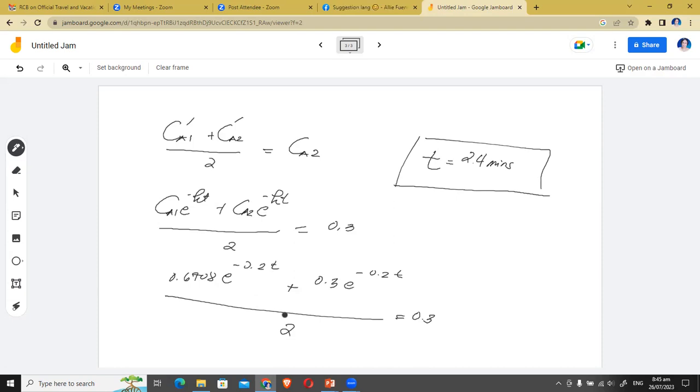So when flow is stopped, you need to wait for 2.4 minutes. That way, the average of the concentrations of reactors 1 and 2 will be equal to the concentration of the stream leaving reactor 2 when flow wasn't stopped. So this is the time, 2.4 minutes, after cutting the connection between the two reactors, wherein the average of the two concentrations will be already the same as CA2, the final concentration of the stream leaving reactor 2.